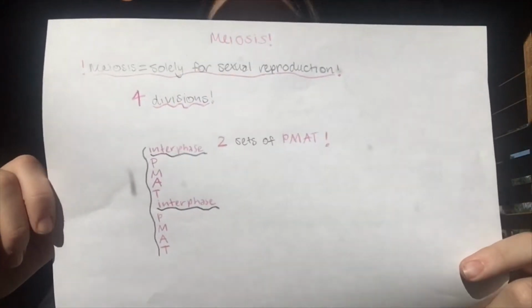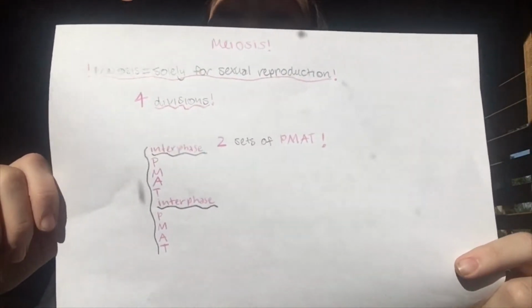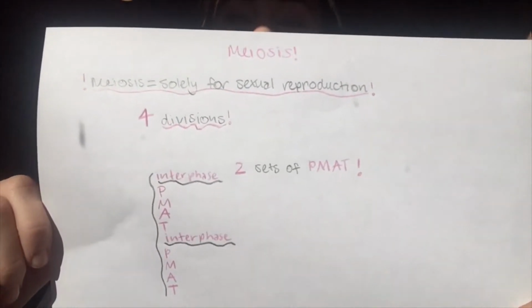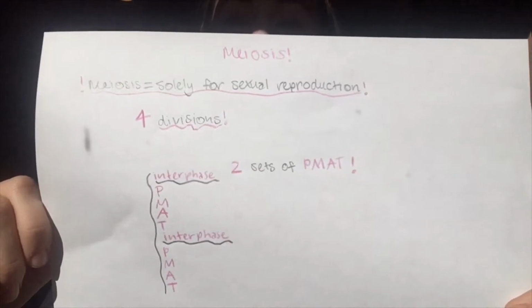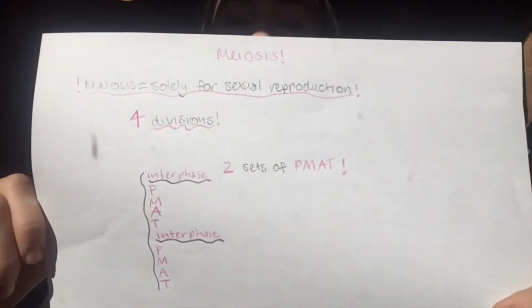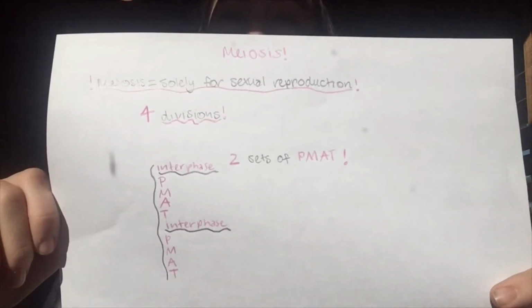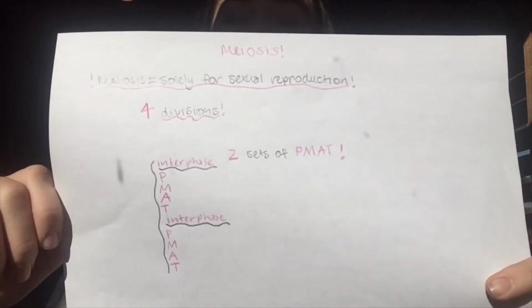Now, meiosis is actually quite different from mitosis. Meiosis is solely for sexual reproduction, and meiosis has 4 divisions, whereas mitosis only has 2. It is also important to note that meiosis is about reproducing an organism, not creating more working cells.